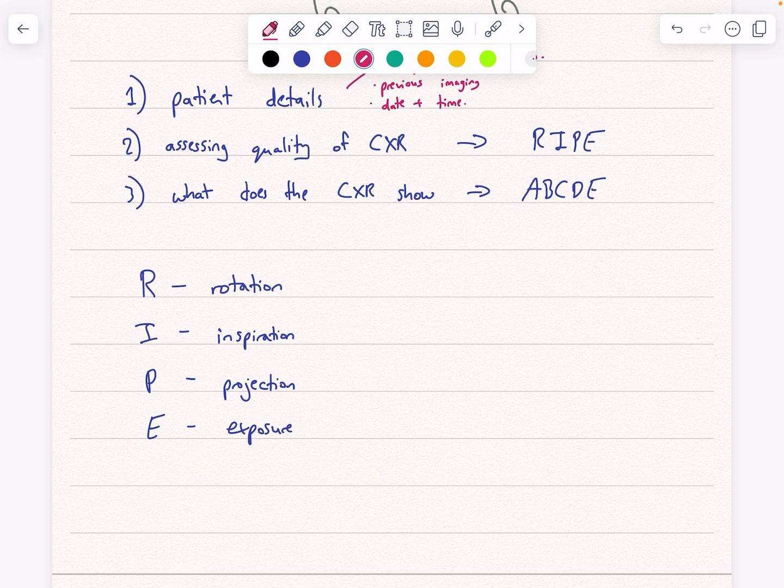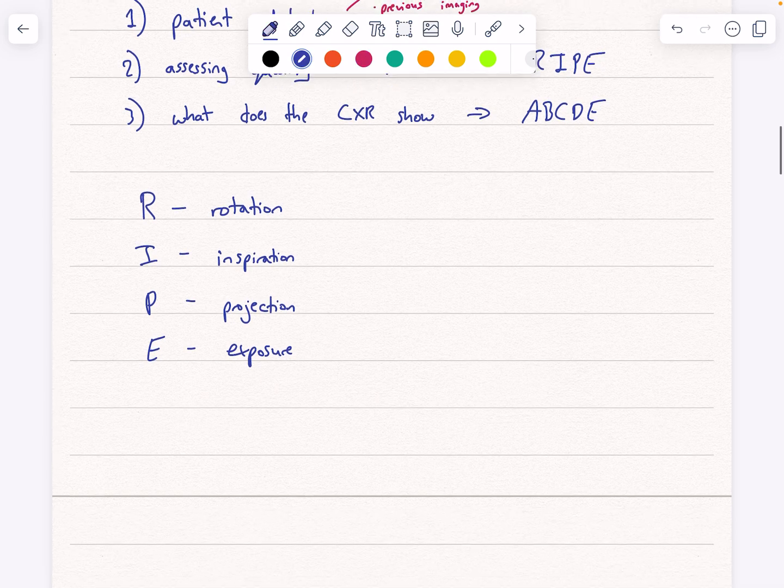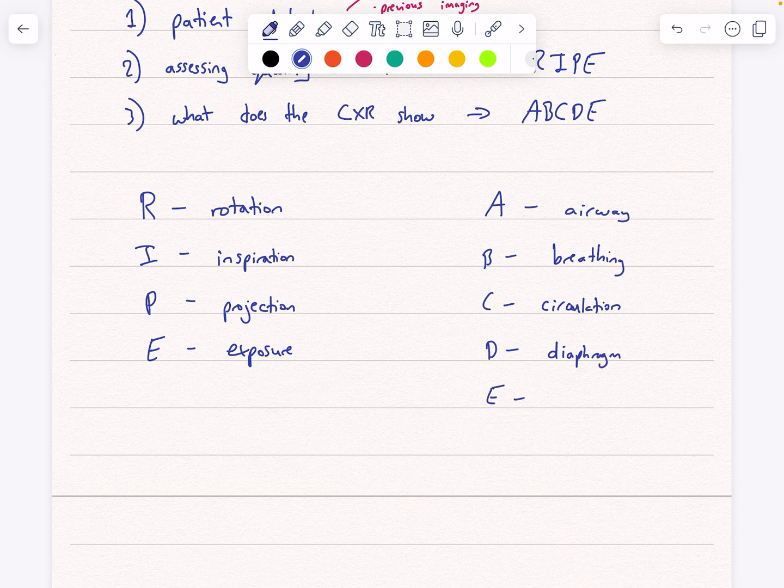Okay, let's also then just write out A to E as well. Okay, so A is airway, B is breathing, C is circulation, D is diaphragm, E is everything else.